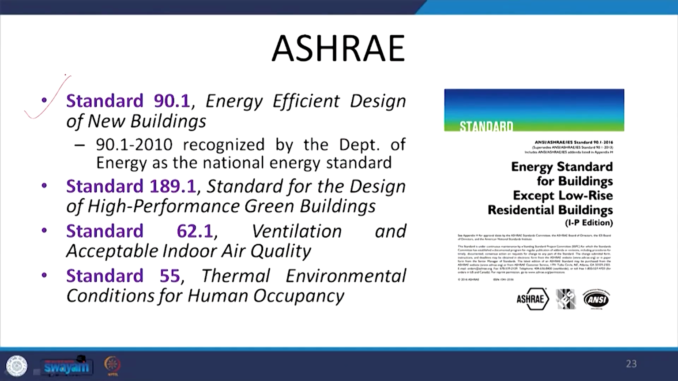The first and most important one is ASHRAE standard 90.1, on energy efficient design of new buildings, and LEED directly refers to ASHRAE 90.1 to define the base case and all the prescriptive measures for the base case. The next is standard 189.1, the standard for design of high performance green buildings. Standard 62.1 is for ventilation and acceptable indoor air quality, and this is used to determine and define the air exchange rates and the leakages from the building.